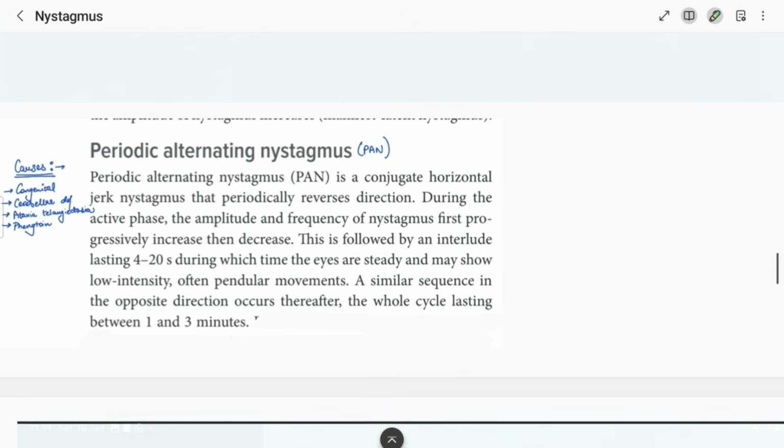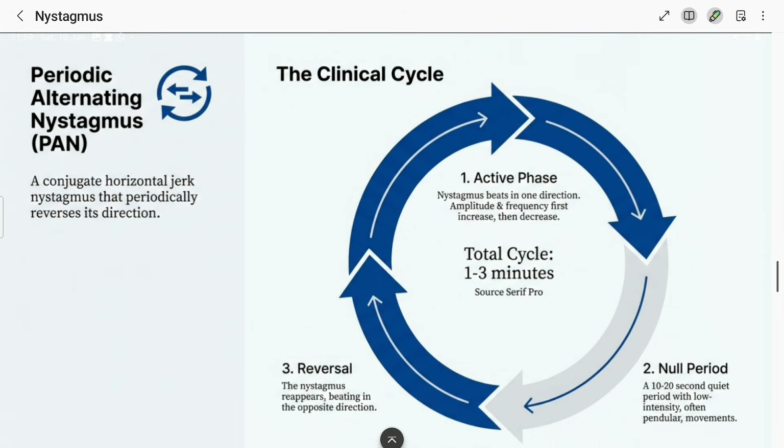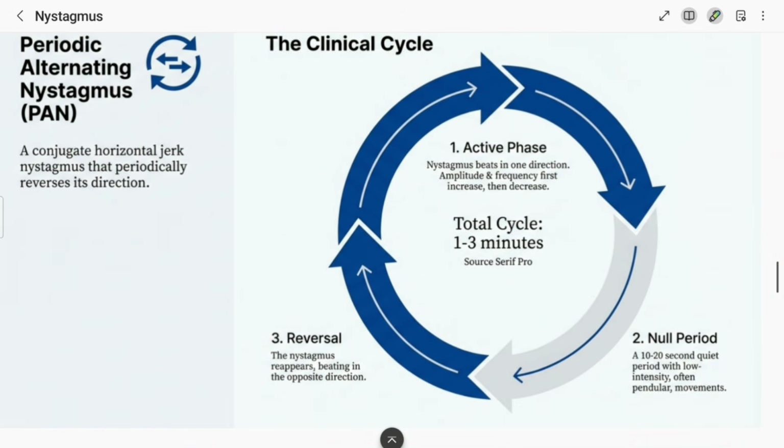The first one is periodic alternating nystagmus. This was a very interesting type of nystagmus because it has three phases. The first phase is the active phase, that is the nystagmus beats in one direction, and the amplitude and the frequency first increase, then decrease. Then there comes a null period, that is a 10 to 20 second period where there's a low intensity of nystagmus, often pendular movements, not in the right direction, not in the left direction, but they show equal pendular movement. And then there comes a third phase, that is the reversal phase.